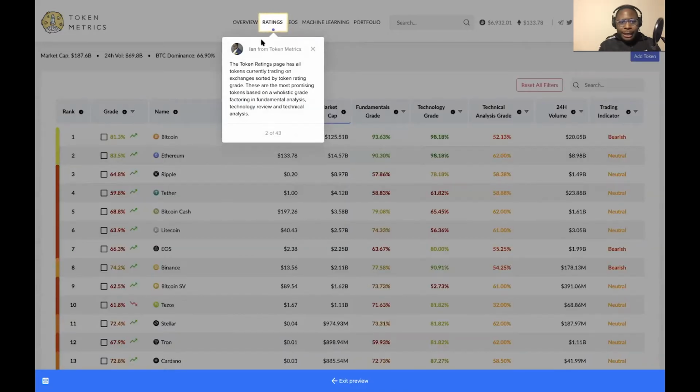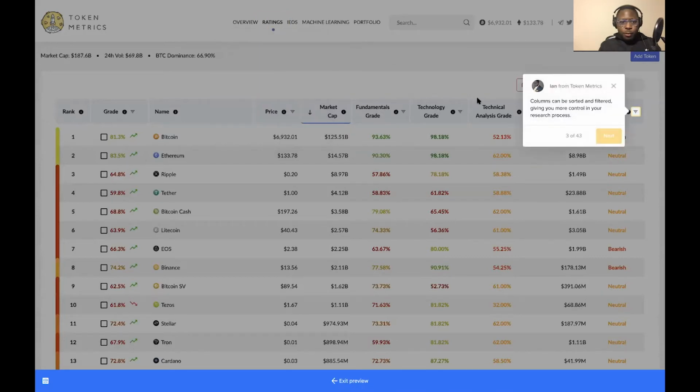So up here at the top, this is the ratings page. The ratings page is where you can access all the cryptocurrency ratings we have in our system. At this point in time, we have over 100 cryptocurrencies. This page shows you all the different ratings in our system. Then we also have the ability to go through and filter for cryptocurrencies and to do searches.